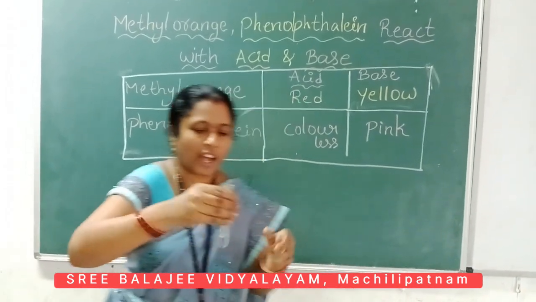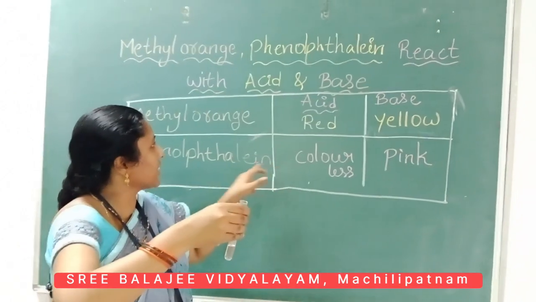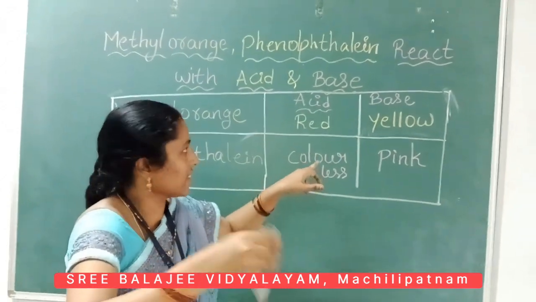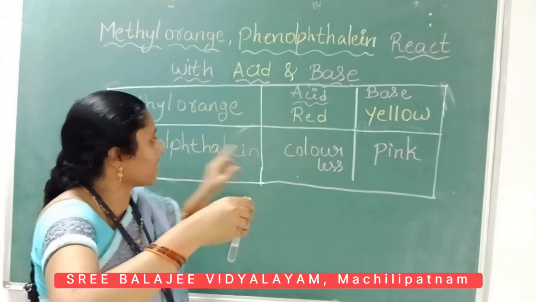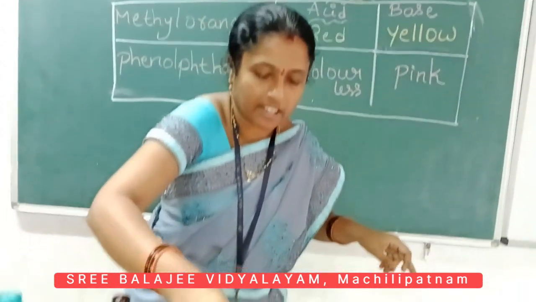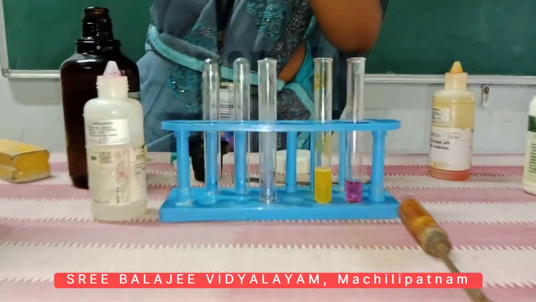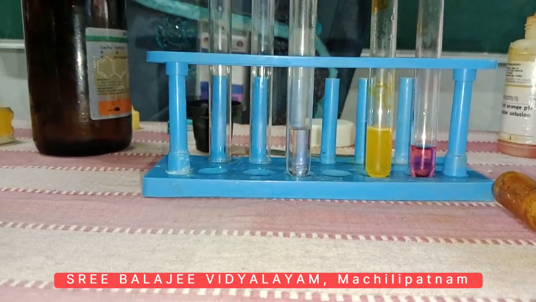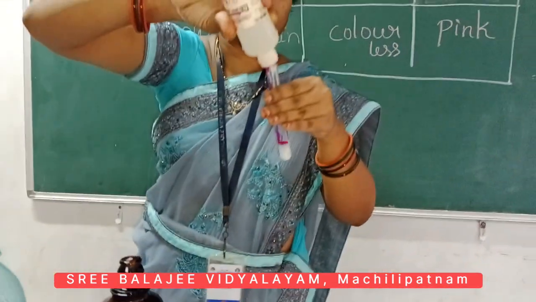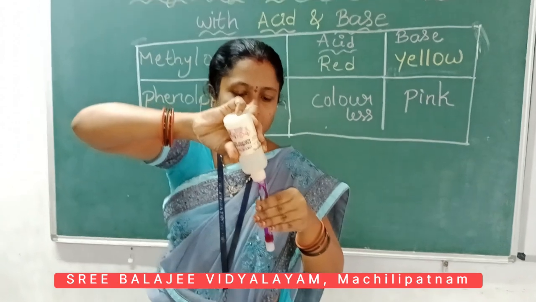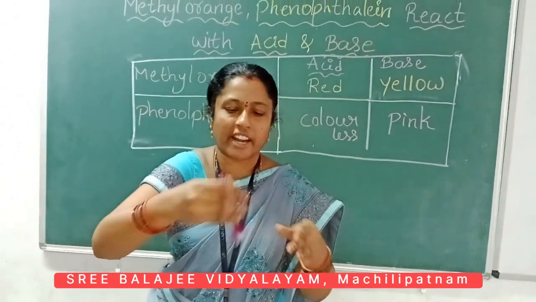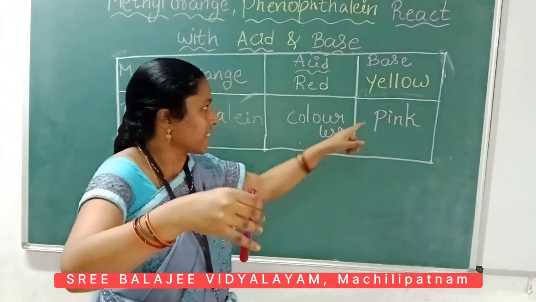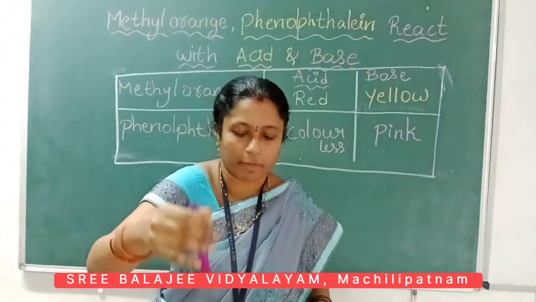What is the color of acid reacting with phenolphthalein indicator? Colorless. So acid reacts with phenolphthalein indicator, colorless. Next, base reacts with phenolphthalein indicator. What is the color of base reacting with phenolphthalein indicator? It is pink or magenta.